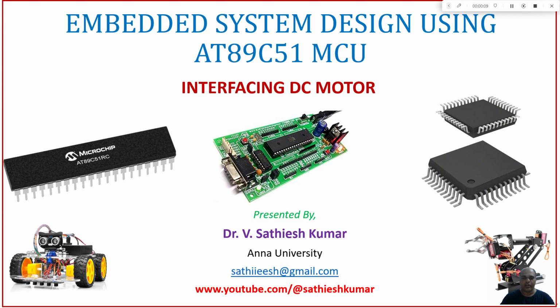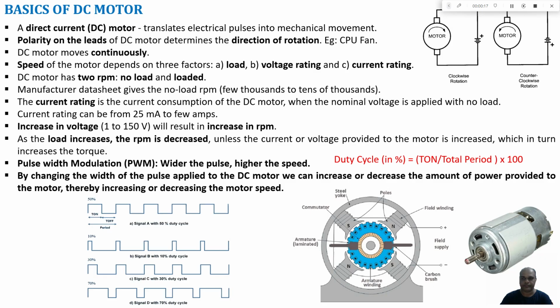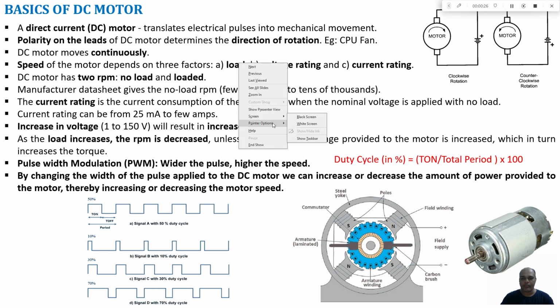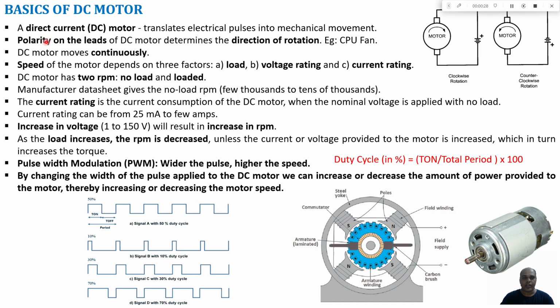In this tutorial, I will be discussing how to interface a direct current motor with the AT89C51 microcontroller. A direct current motor translates electrical pulses into mechanical movement. The polarity on the leads of the DC motor determines the direction of rotation.